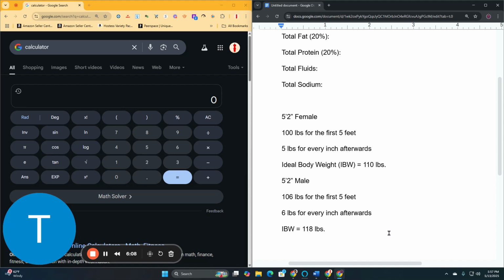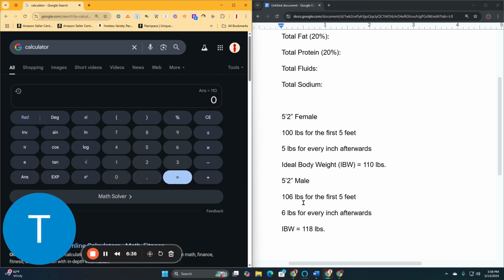If I were a male, let me double check. Let's go over here and do the math. So just to reiterate, a female, the first 5 feet, 100 pounds, right? So we have that right off the bat. And then for every additional inch, it's 5 pounds. So 5 times 2 is 10, right? And then you add in the 100. Boom, 110 pounds.